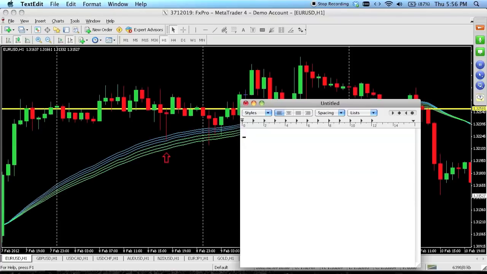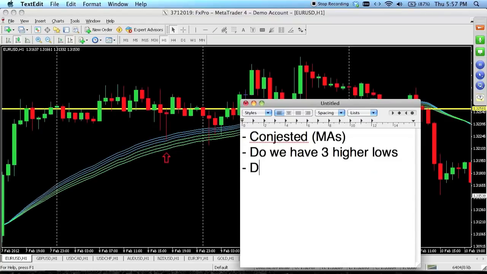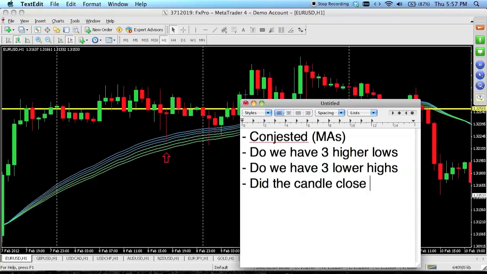Okay, one, we need to check: is it congested, the MAs? Next thing we need to check, do we have three highs, three higher lows, or do we have three lower highs? Okay, this can be a little confusing, but I'll explain that to you. And finally, did the candle close on the other side? Okay, these are the things you want to look at first. If any of these things are incorrect, trade is voided.